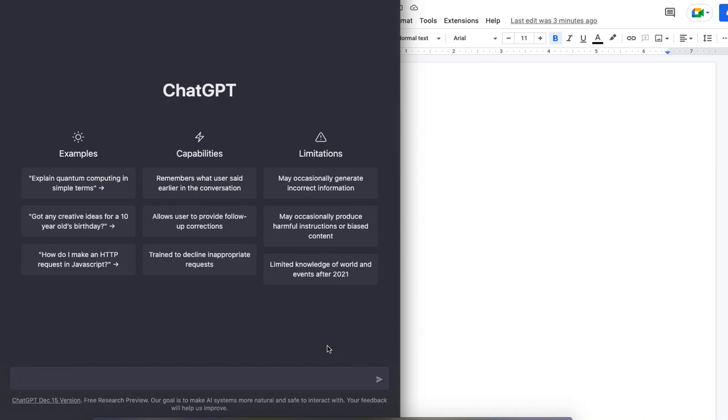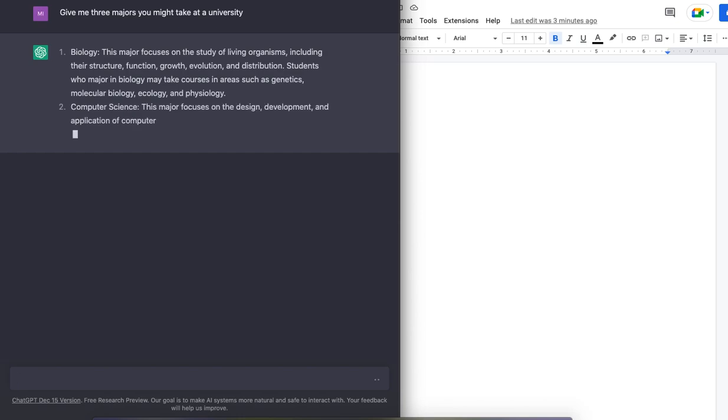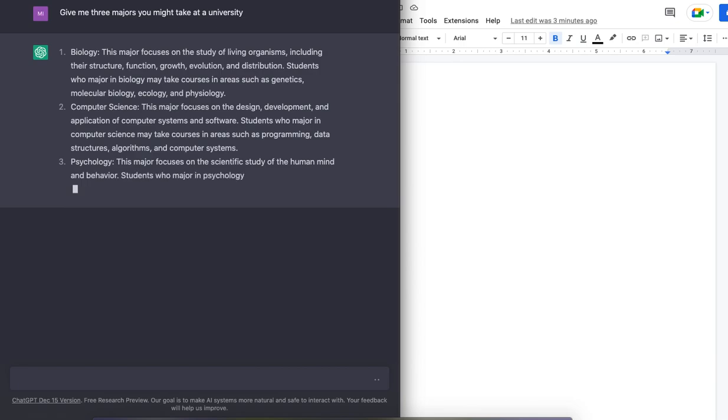So first of all, I'm going to pick a random course by letting GPT pick for me. So I'm just going to say, give me three majors you might take at a university. And I'll pick one. So there's biology, I know a bit about that. Computer science I'm too familiar with, so I'm not going to pick that one. And psychology I don't know a lot about. So let me maybe go with psychology.